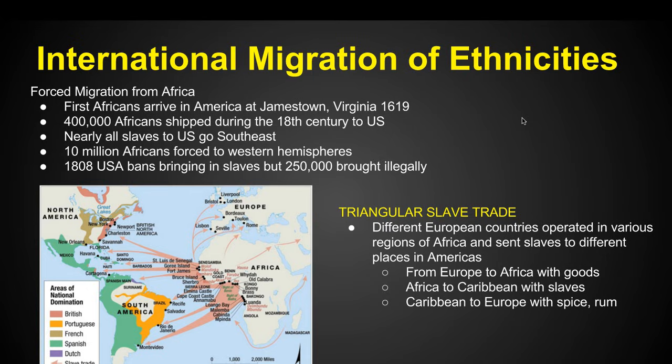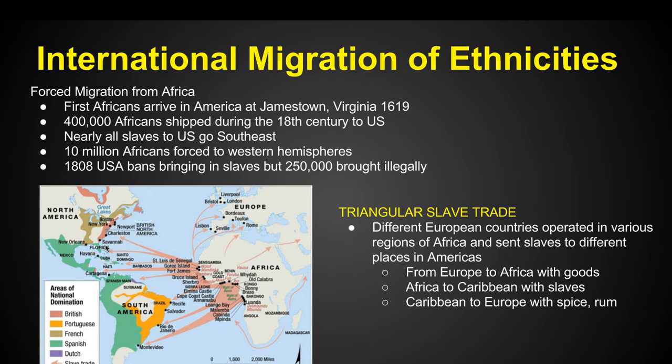This is when we start to see slaves forced to migrate from Africa over to the New World. The first Africans arrive in America in Jamestown, Virginia in 1619. So we're looking at the eastern seaboard of the United States, or then, which was just North America. 4,000 Africans are shipped during the 18th century to the United States. Nearly all slaves go to the United States, most of them to the Southwest. What are they doing down there? They're working the plantations, of course.